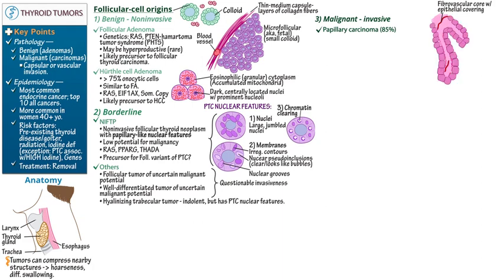Show the papillary nuclear features like we drew in NIFTP: large jumbled nuclei, irregular nuclear membranes, nuclear grooves, nuclear pseudo-inclusions, and chromatin clearing, sometimes called Orphan Annie. Additionally, show some bodies between the papillae.